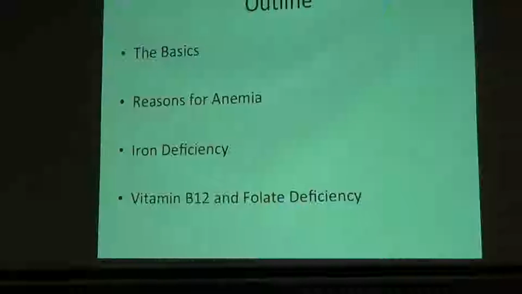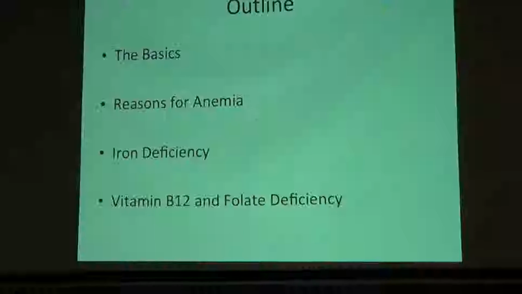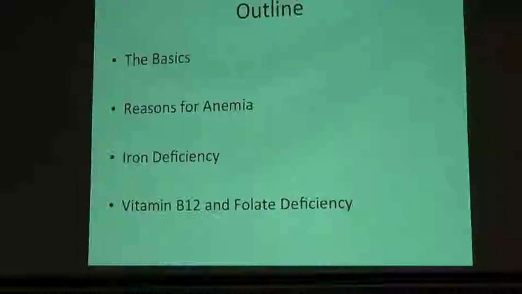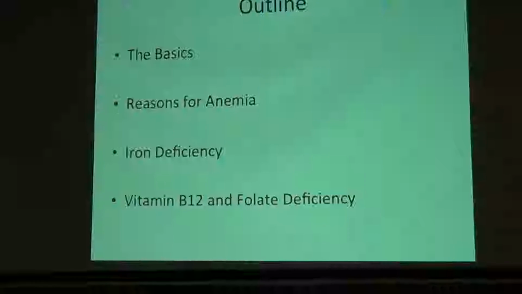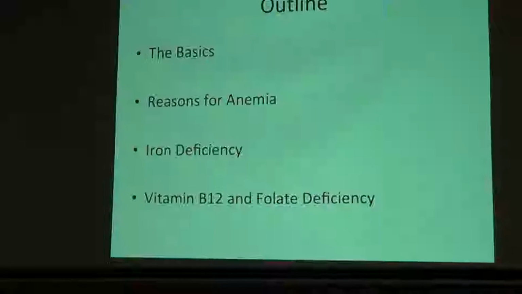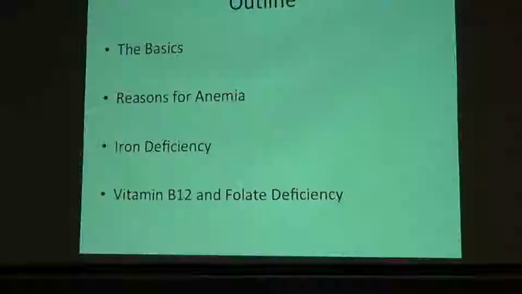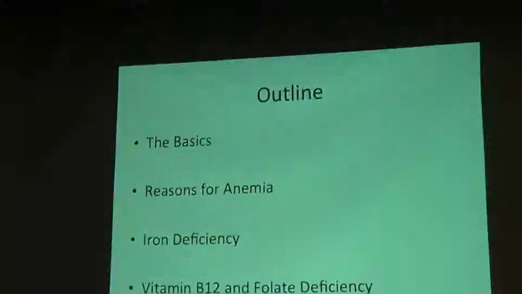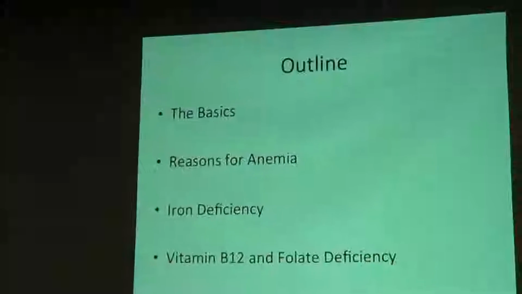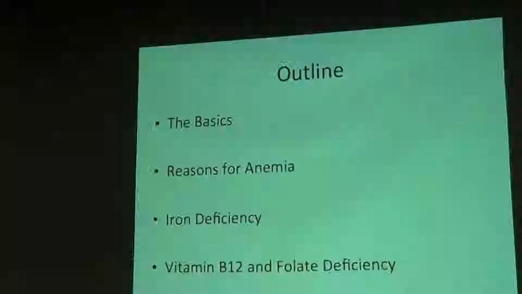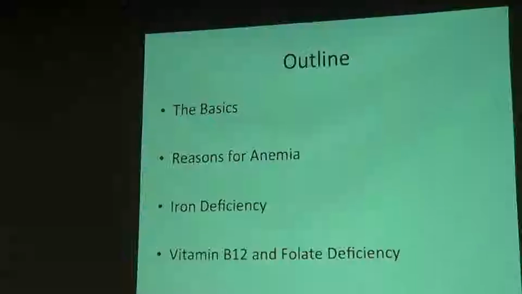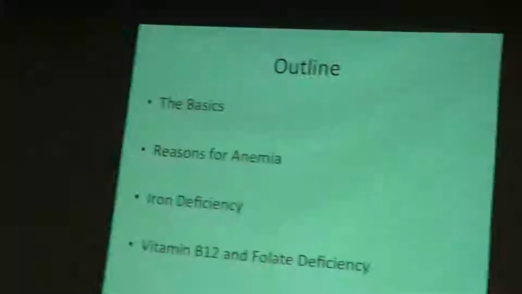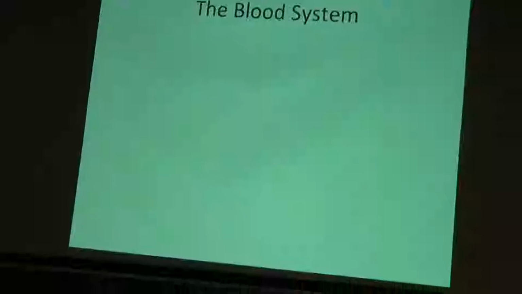We'll talk a little bit about some of the reasons that people become anemic, and mostly focus on different dietary areas where people can become anemic, but other areas that could lead to it as well. And specifically, we'll talk about the roles of iron deficiency, as well as vitamin B12 and folate deficiency, which are probably the three biggest areas of nutrient or vitamin deficiency that we deal with that lead to significant problems in the blood system. So what is the blood system?